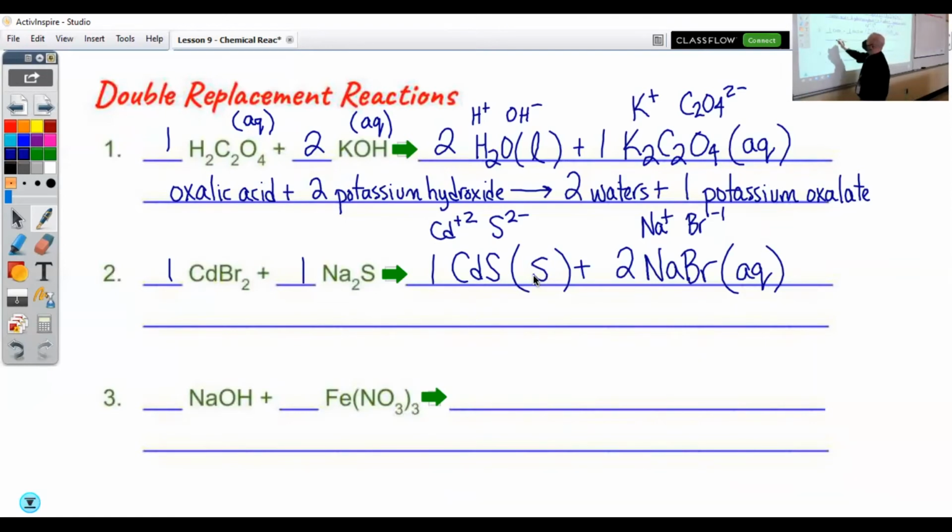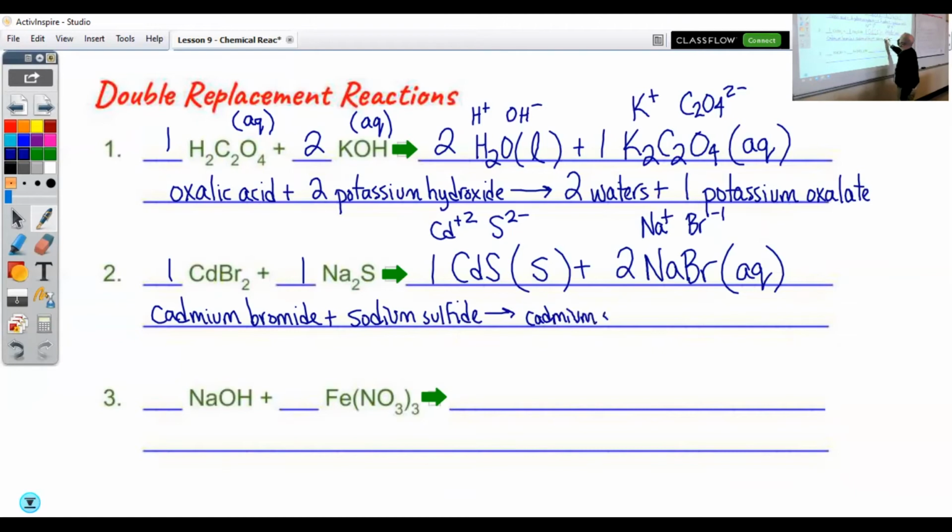Writing out our expression here, we have cadmium bromide plus sodium sulfide. It's going to form cadmium sulfide plus 2 sodium bromide.